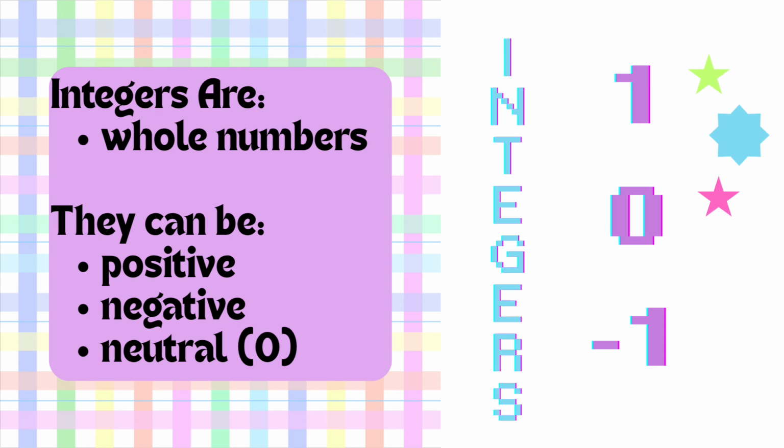Before we dive into ordering integers, let's do a quick review of what integers actually are. Integers are whole numbers that can be positive, negative, or neutral. For example, positive 1 is an integer, 0 is an integer, and negative 1 is also an integer. These numbers don't have any decimal points or fractions. They're just complete whole numbers.